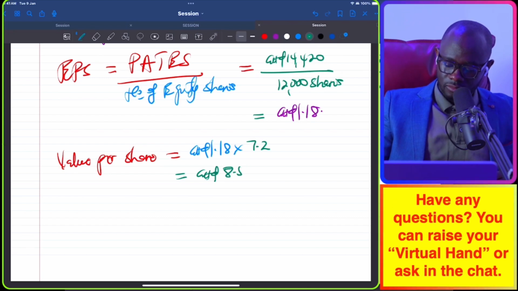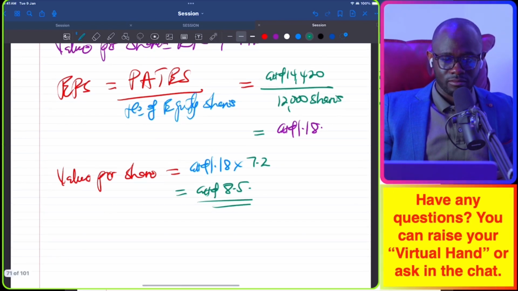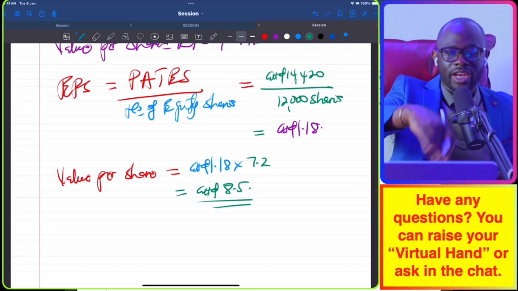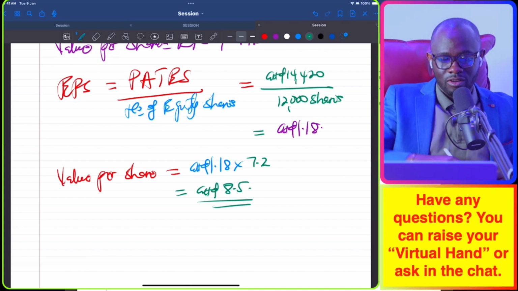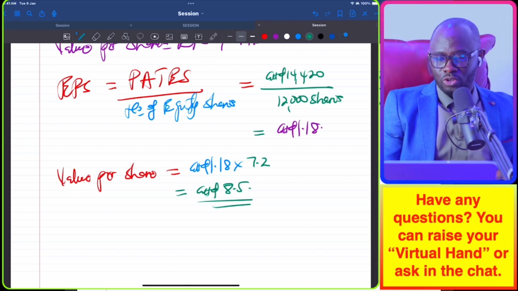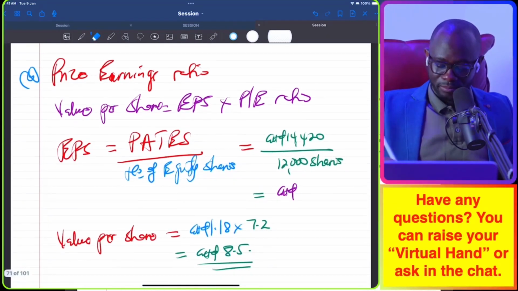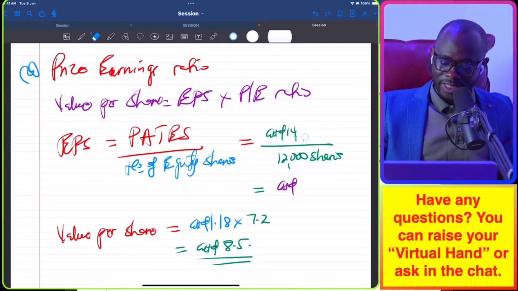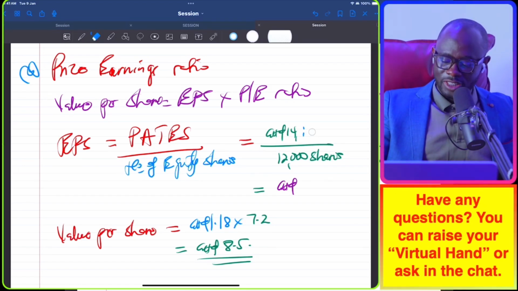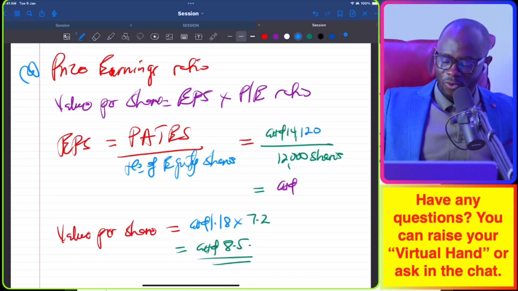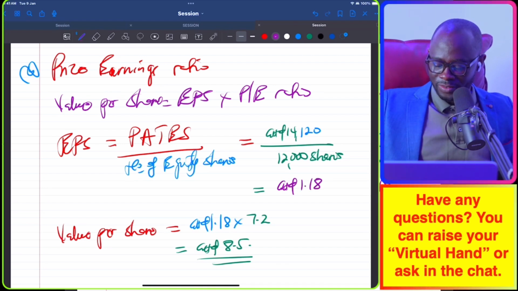The earnings per share is not 1.18. What are you getting? It's 1.2. So who is wrong? Who is right? It's 1.20. Forgive your teacher for the oversight, which can cost you marks in the exam hall.